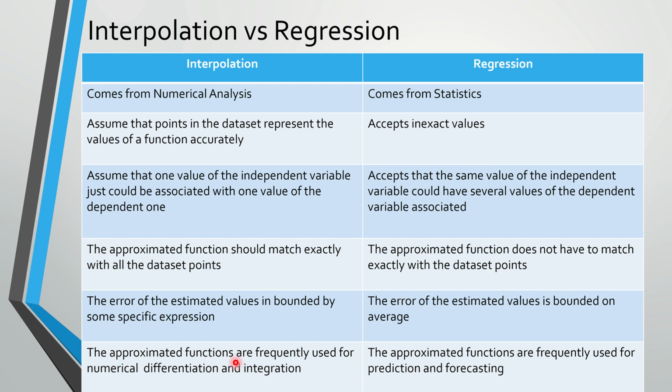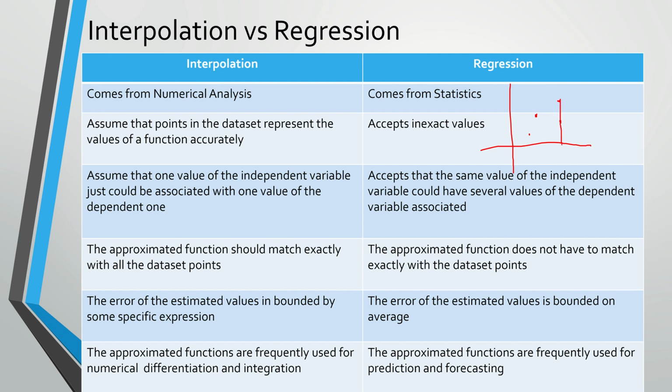The approximated functions are frequently used for numerical differentiation and integration, whereas a regression is used for predicting or forecasting something. Okay, so if you look at the graph of these two at the same point, suppose the data is in this form. For one value of x we have this value, for another one is this one, and we do have this one as well. You see that these values are same.